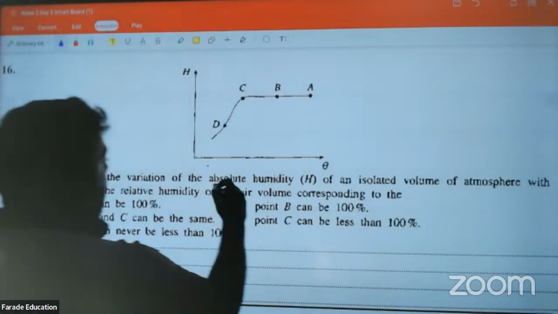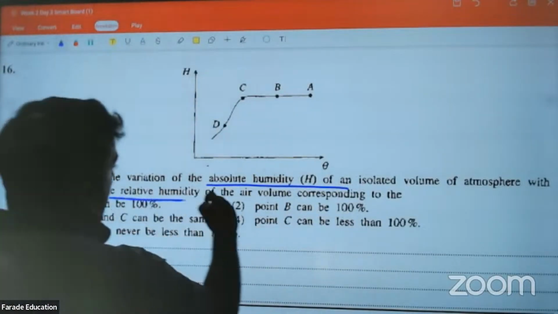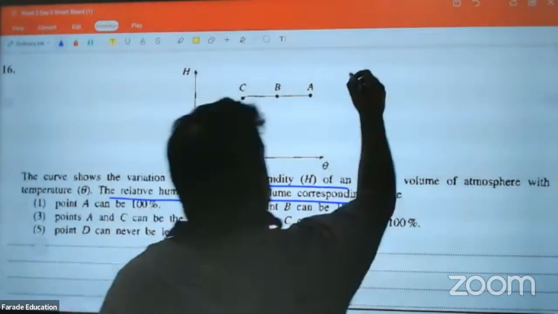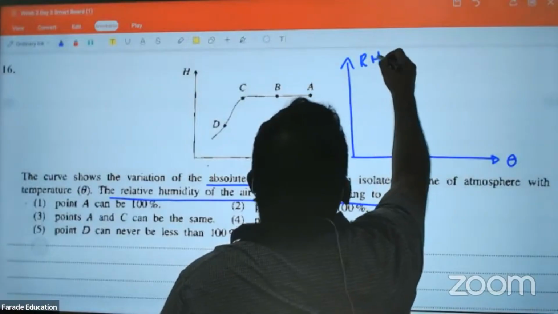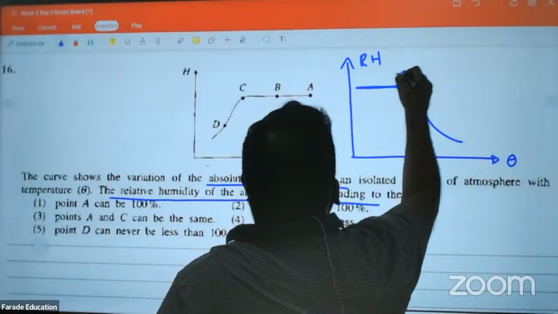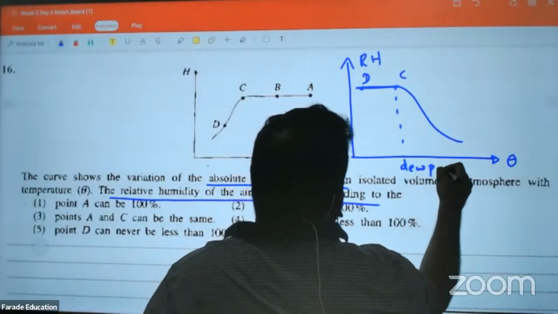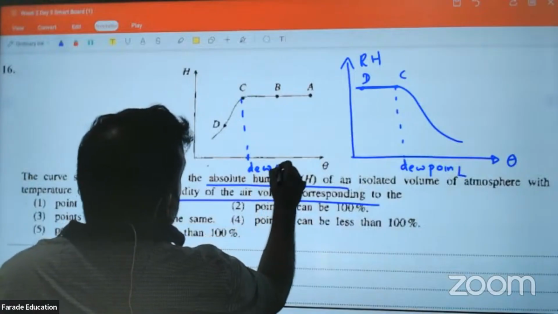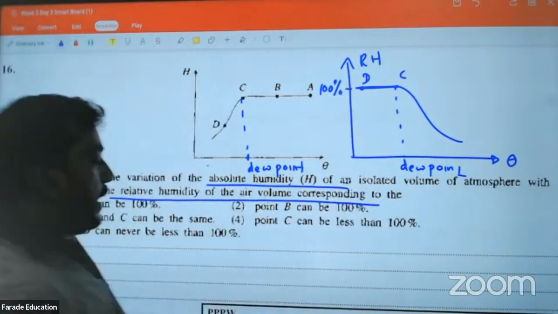The curve shows the variation of relative humidity of air with temperature. So, actually, you all know the graph. Temperature, RH. RH will increase and then become fixed from C. This is your dew point. That is where saturation occurs. Here RH is 100%. Right.